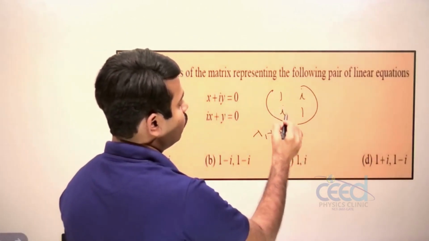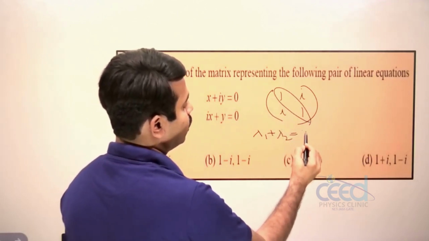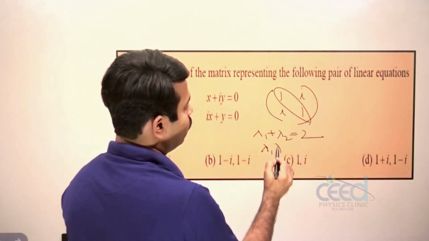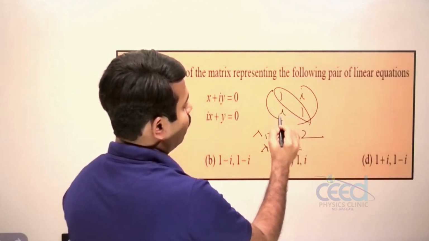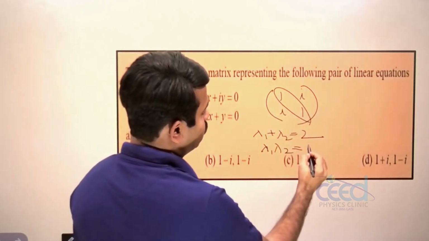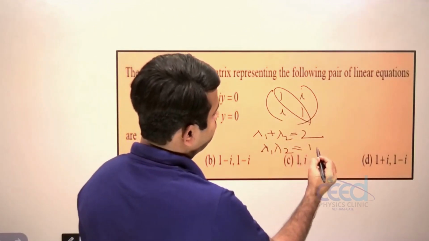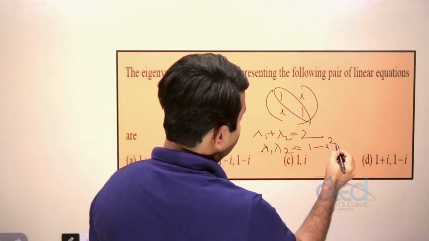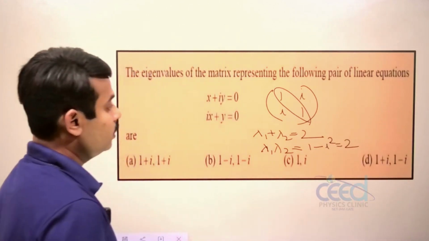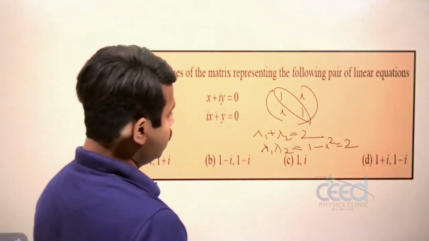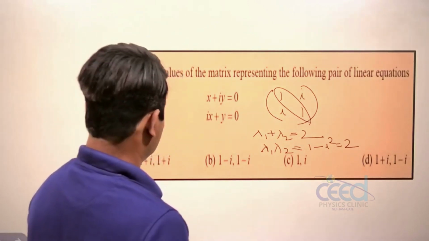The sum of the eigenvalues is the trace of the matrix, 1 plus 1, that is 2. The product of the eigenvalues is 1 minus i square. I square is minus 1, so that also gives 2, right? So, the sum is 2 and the product is also 2.